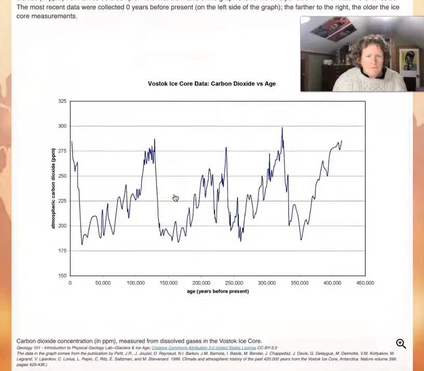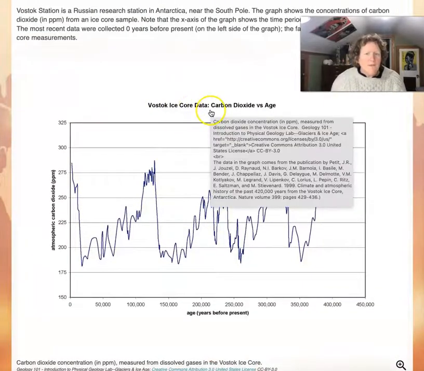So this is the ice core data, and this is carbon dioxide versus age. They can directly measure the amount of carbon dioxide in the air bubbles in the ice cores. So this is not an implied measurement, it's a direct measurement. It's carbon dioxide.